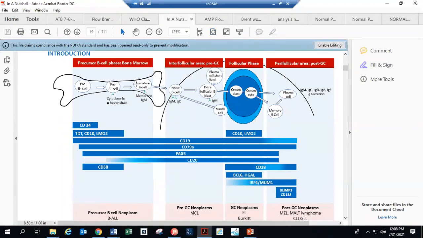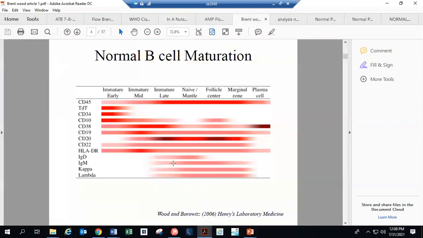So for example, the membrane IgM starts coming in at the immature B cell, and the naive B cells start having IgM and IgD. Same thing he is showing over here, that the IgM starts coming in the naive B cells. That's what it is showing again. IgD as well is coming in the naive B cells. So let's see what our flow SOP has to say.